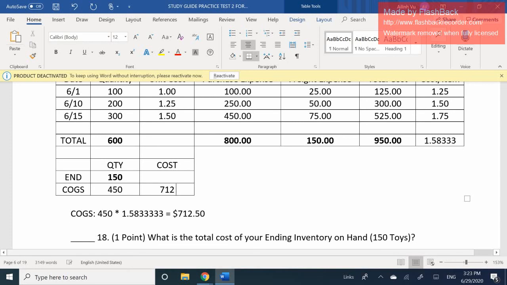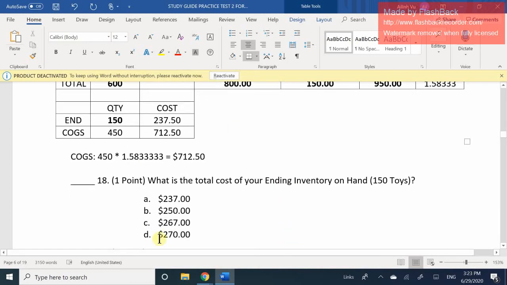1250. Okay, so what does that give us? Our ending inventory gives us what? 950 minus 712.50 is 237.50. Good. All right. So here we have the answers. So number 18, what is your total cost of your ending inventory?